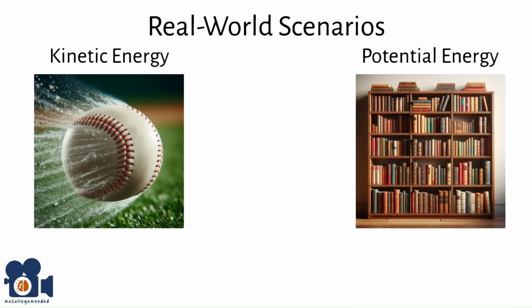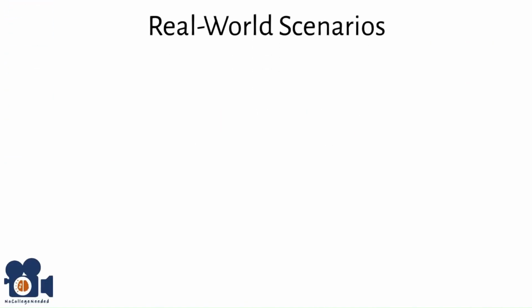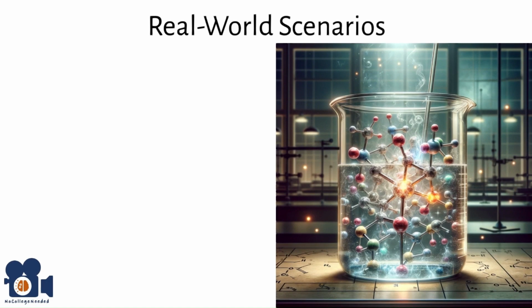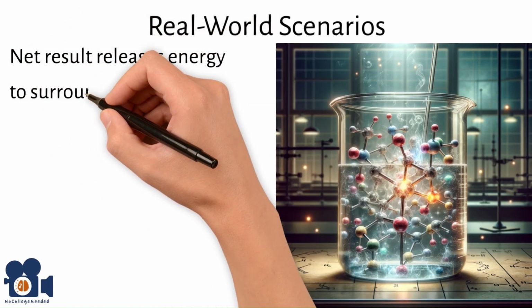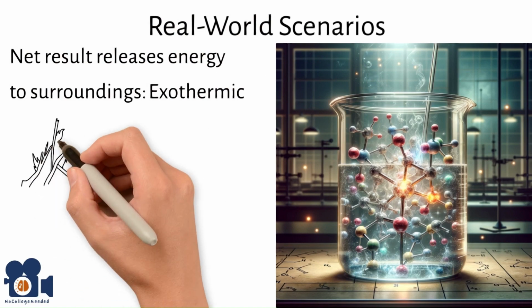Now let's imagine these energies at play within a system with exothermic and endothermic processes. Picture a chemical reaction where bonds are broken and formed. If the overall result releases energy into the surroundings, it's an exothermic process. A great example of this is fire.